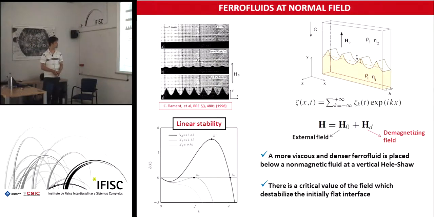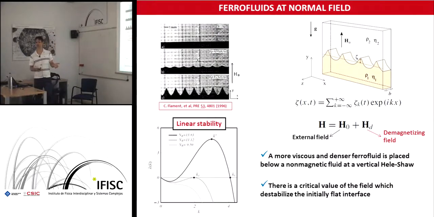Okay, so first, in the rectangular geometry, this is an experiment which I haven't done. This is a ferrofluid in a Hele-Shaw cell. This is just air. If you apply a low uniform magnetic field in this direction, so that there is gravity downwards and the magnetic field upwards, if the field is not very intense, the flat interface is stable. You don't see any perturbation.